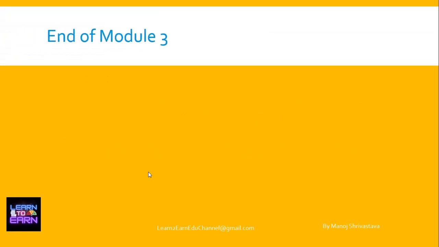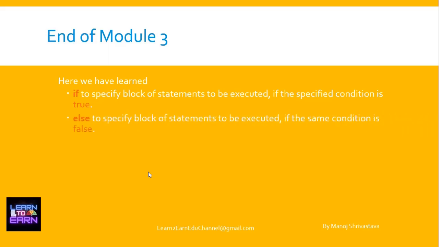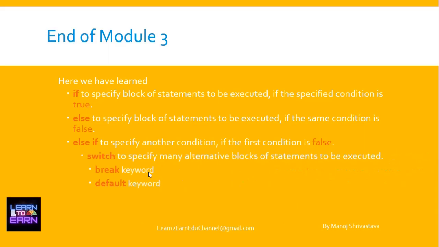So guys, we come to the end of our module 3. Here we had learned the if block, the if condition, where we can specify one condition, and if the condition gets true we can execute that block. The else part, the else if block, where we can add multiple conditions, and the switch statement where we can add multiple alternatives. Within the switch we have already seen the break and default keywords.